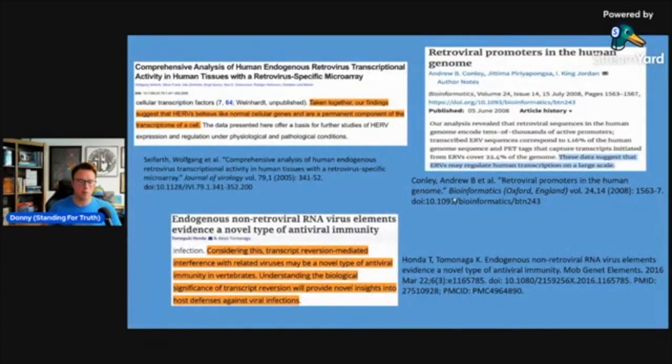Again, here's three more papers. Retroviral promoters in the human genome. This has been known for a long time. This one's 2008. Earlier, I went over a paper that was 2021. I've got papers from 2022. This has been well known, and the evolutionists have to update themselves. These data suggest that ERVs may regulate human transcription on a large scale. And again, the evolutionary community has completely dodged explaining how these functional roles can come about.